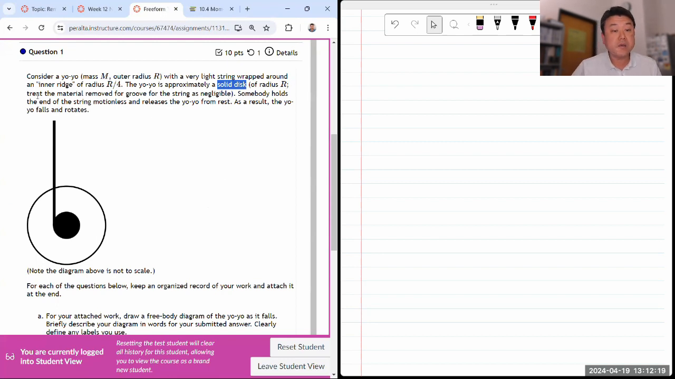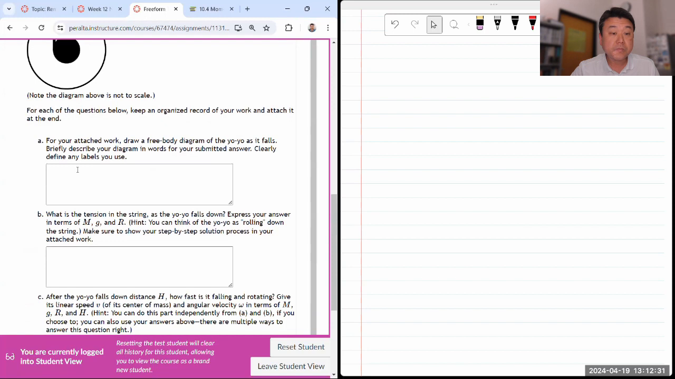Treat the material removal as negligible. Good. Somebody holds the end of the string motionless. Good. So I think energy will be conserved. Release it from rest. The yo-yo falls and rotates. Okay. For attached work, draw a free body diagram. Okay, so I'm going to draw a free body diagram of the yo-yo as it falls.